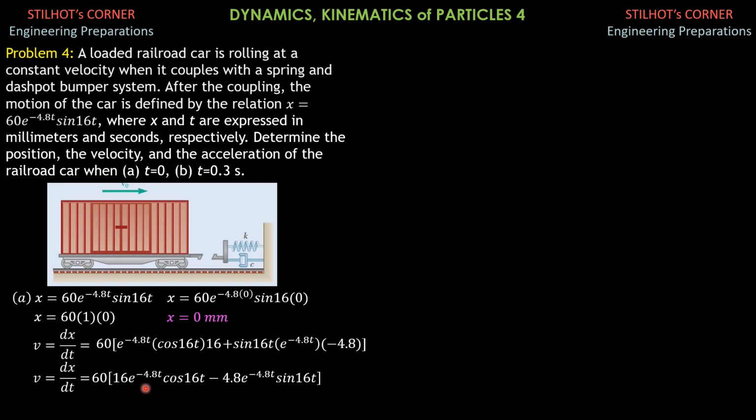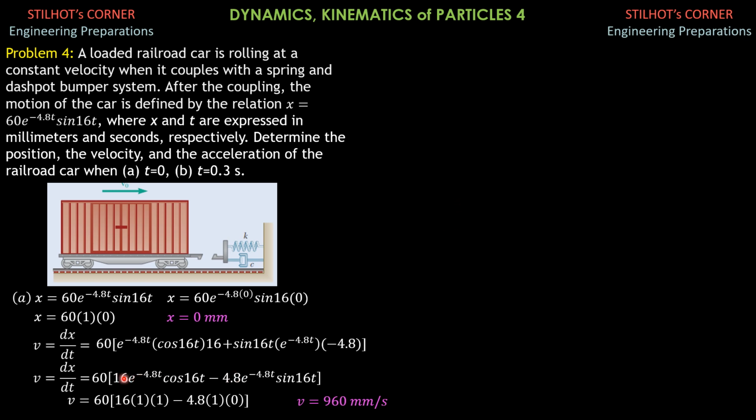So substitute t is 0, v is 60, quantity 16 times 1 times 1, cosine of 0 is 1, e to the 0 is 1, then minus 4.8 e to the 0, which is 1, then sine of 0 is 0. So v equals 60 times 16, and that is 960 mm per second. 960 mm per second rightward. So that's the velocity direction.